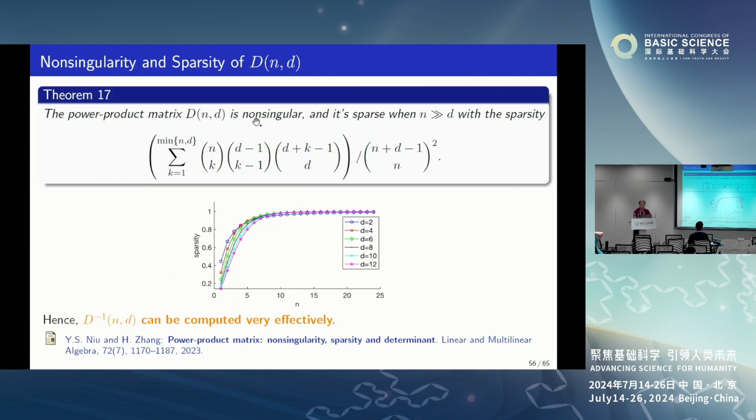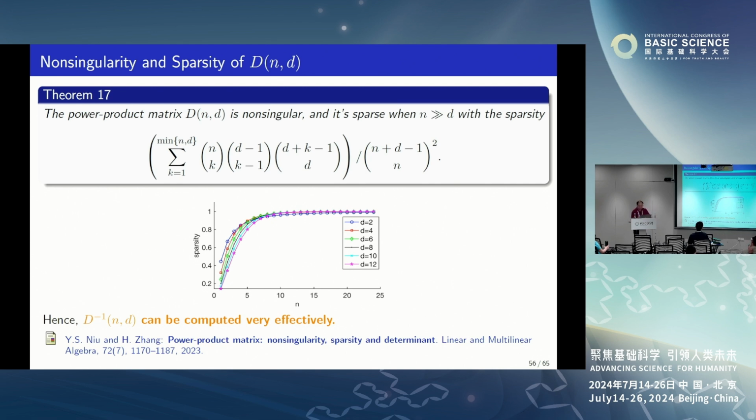So here is the theory. We can show that for any N and D it's non-singular, and it's sparse, particularly if the number of variables is larger than the degree of the polynomial, and the sparsity we can compute exactly by this formulation. Here is an example: as the number of variables increases, for all kinds of D from 2 to 12, once the number of variables is larger than 12 or 15, the sparsity is up to 90%. So it's a very sparse matrix, meaning its inverse can be computed very efficiently.